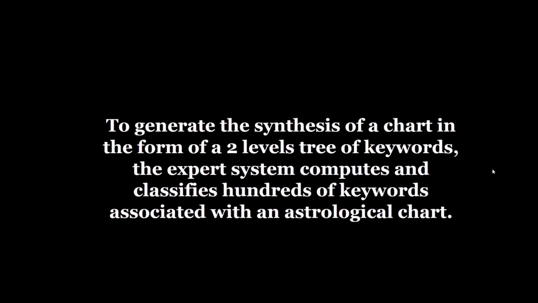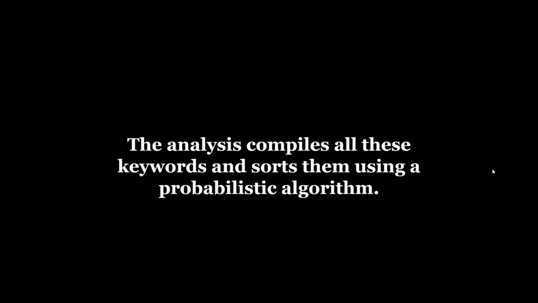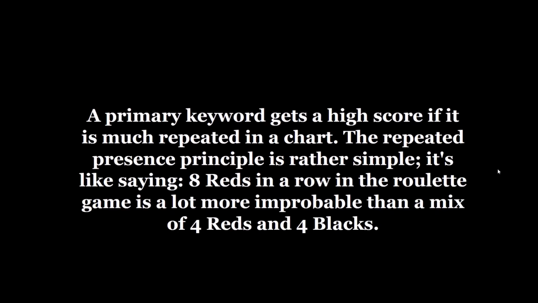To generate the synthesis of a chart in the form of a two-level tree of keywords, the expert system computes and classifies hundreds of keywords associated with an astrological chart. The analysis compiles all these keywords and sorts the primary ones using a probabilistic algorithm. A primary keyword gets a high score if it's much repeated in a chart. The repeated presence principle is rather simple.